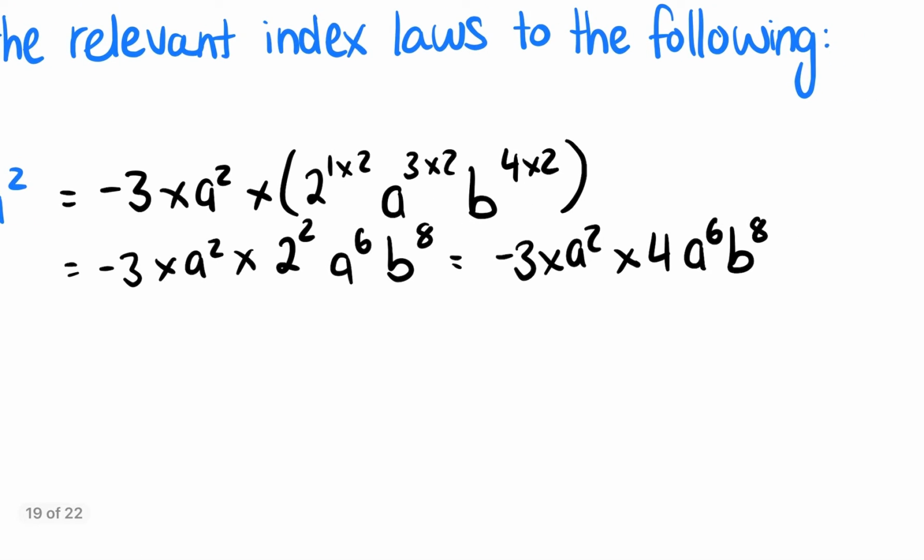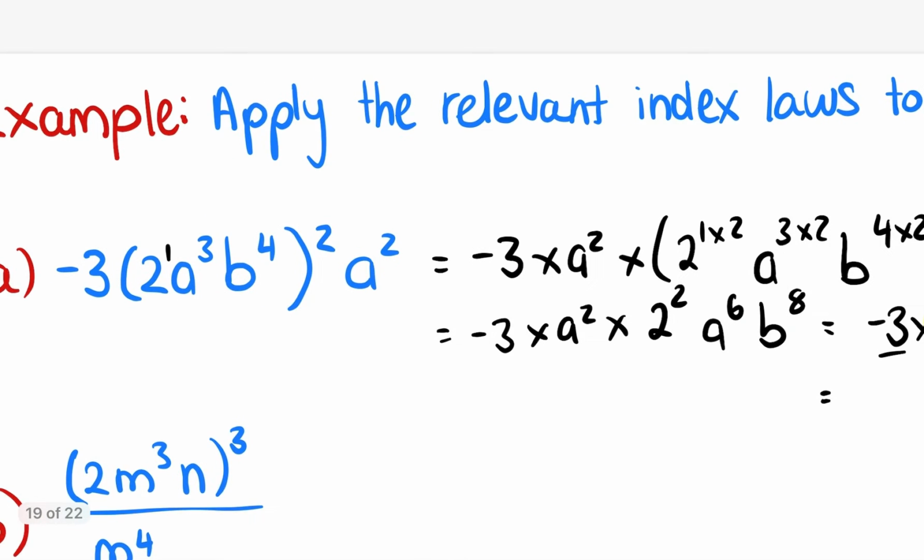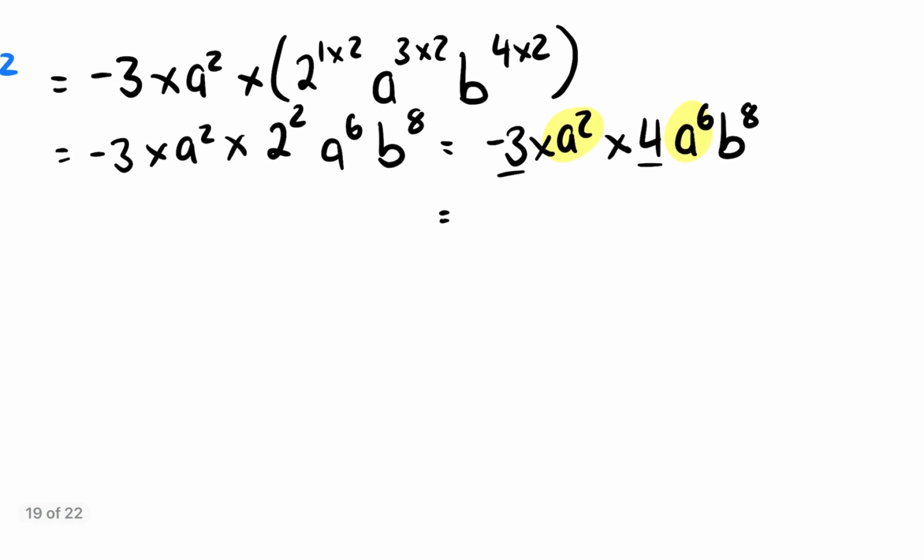Now if you look here, a and a are the same base. If we look at index law 1, it tells us if they're the same base and being multiplied, we can add them. The other one we can do is, see this -3 and 4, we can multiply them like normal. So you've got -3 times 4. I'm just putting it in brackets to remind me that's a separate thing again. I'm going to have a, and I'm going to go 2 plus 6. Okay, and that b to the 8.